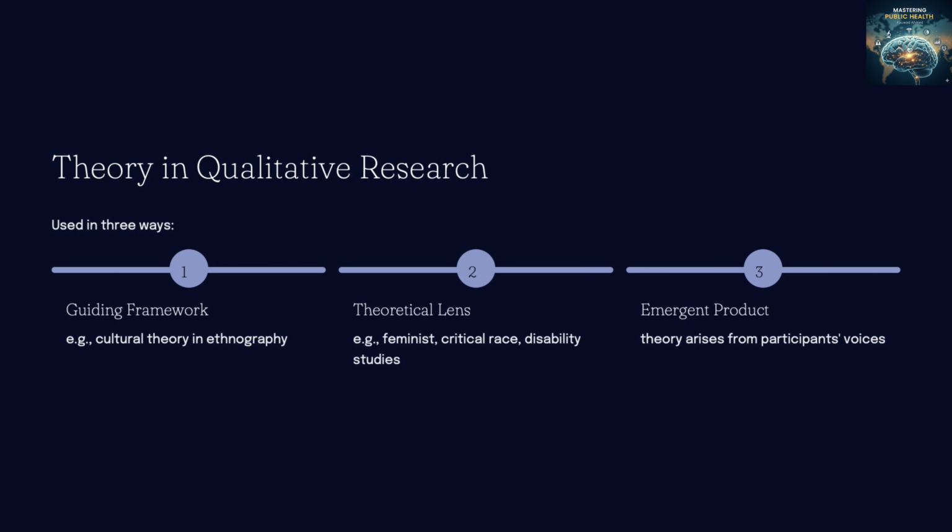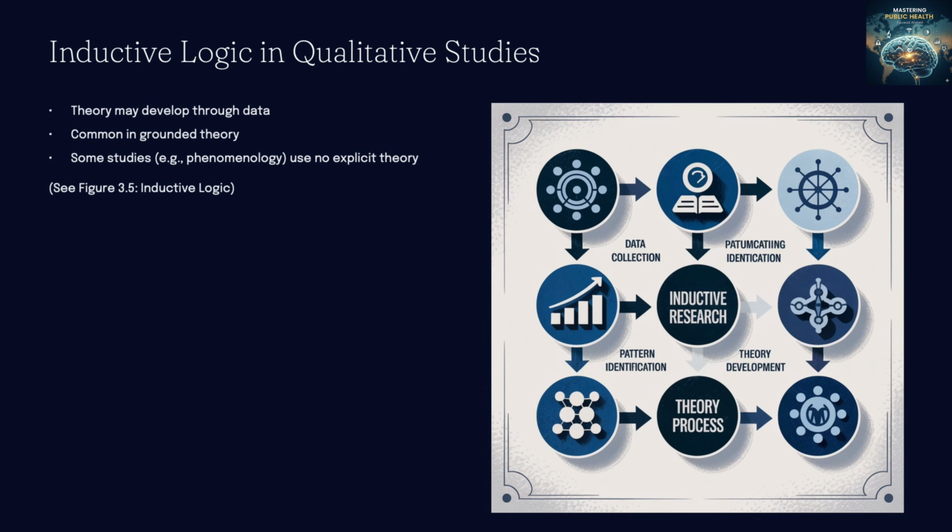Theory in qualitative research. Variation in theory use. Qualitative researchers use theory in 3 main ways. First is as a broad theoretical explanation guiding the study, for example, cultural theories in ethnography. Second is as a theoretical lens, often rooted in social justice, such as critical theory, feminism, or racialized perspectives. Third is as an emergent product, a theory generated from data, as in grounded theory. Some qualitative designs like phenomenology may use no explicit theory at all.